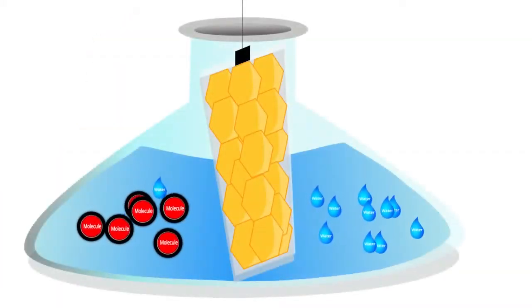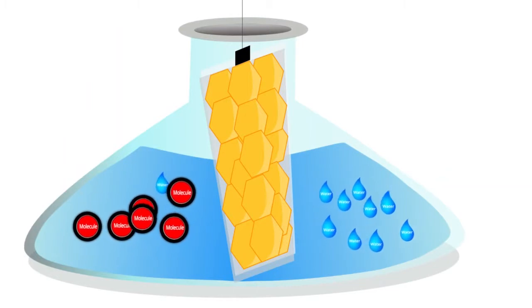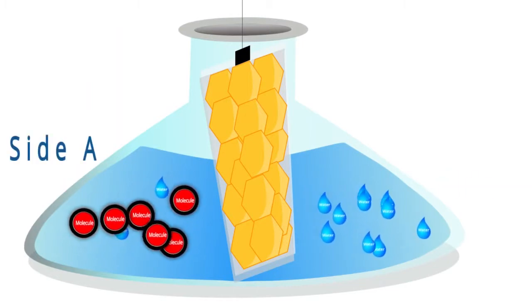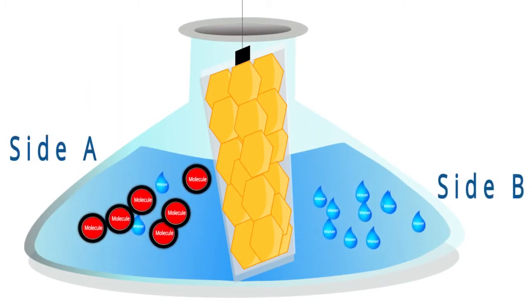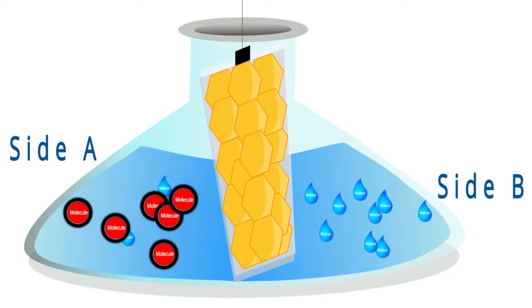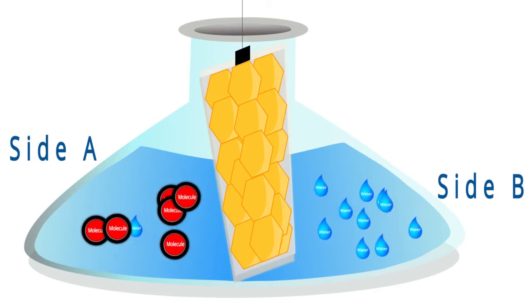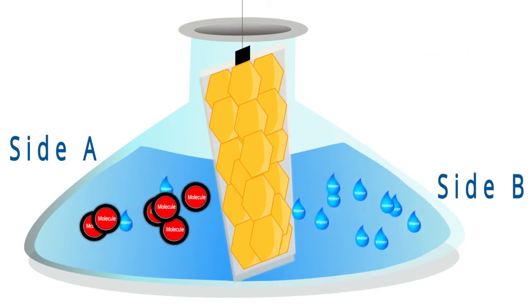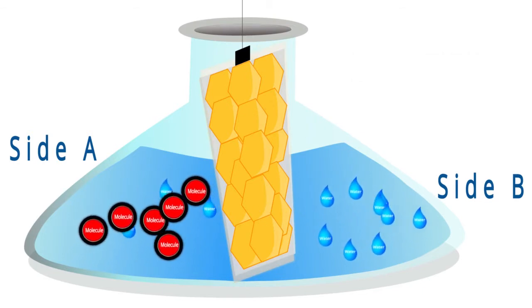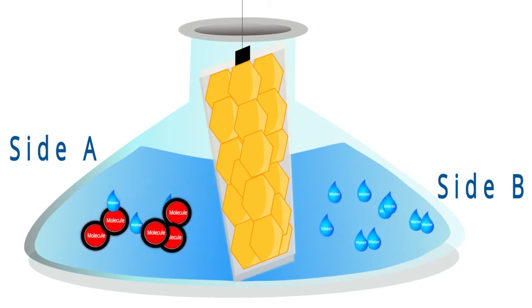Let's look at this in action. Note the difference in the high concentration of molecules inside side A versus side B. The molecules and water are permeable to the membrane inside of this beaker. The molecules move randomly using kinetic energy. They may collide into the walls and each other, or they may move through an opening in the permeable membrane.